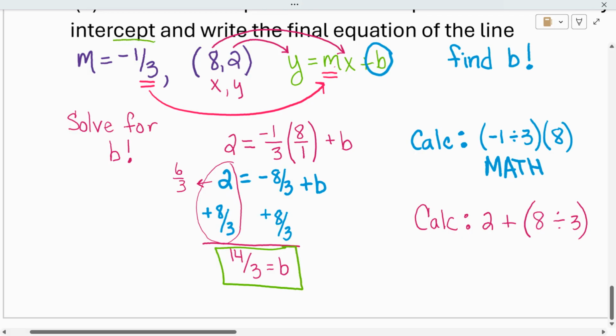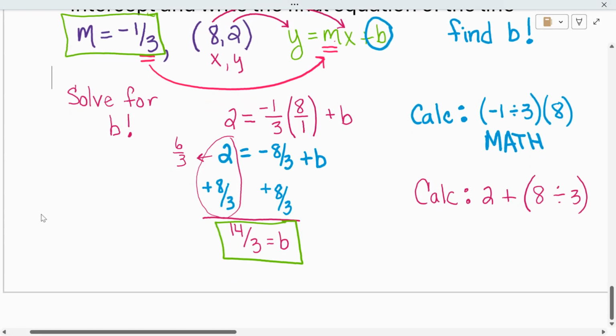Do we have the 2 things that we need to write a generic equation for y equals mx plus b? We do. We know our m and we know our b. So we know our m and we know our b. What's my equation going to be? Go ahead, Kenna.